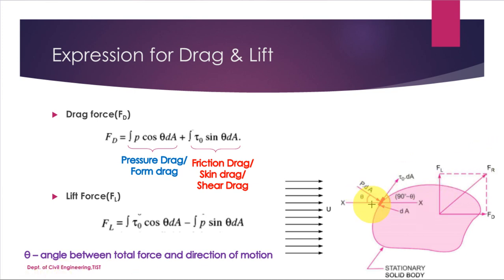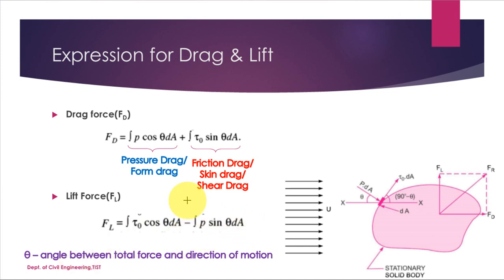When you derive the equation, we'll be getting the drag force Fd equal to integral P cos theta dA plus integral tau naught sin theta dA. Integral P cos theta dA is known as pressure drag or form drag, and integral tau naught sin theta dA is known as the friction drag or skin drag. Similarly, you can derive the formula for lift force. Fl is equal to integral tau naught cos theta dA minus integral P sin theta dA.